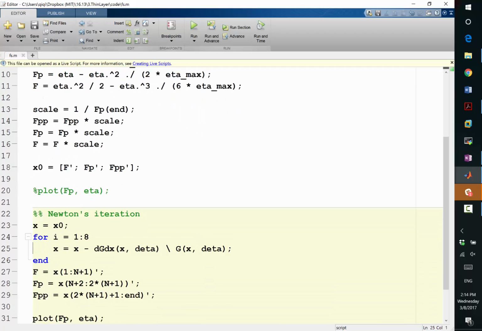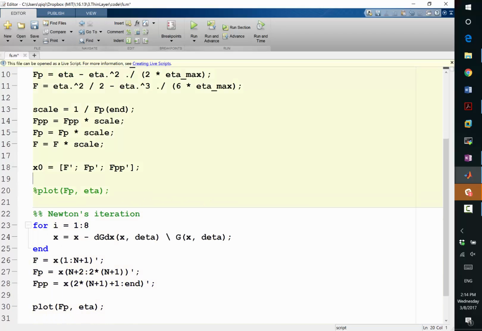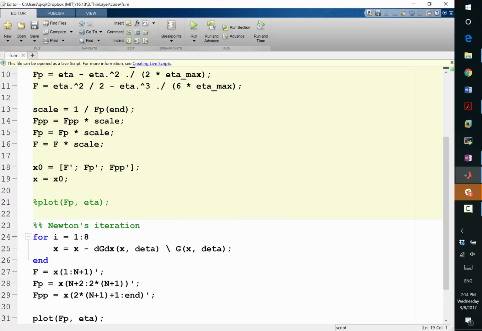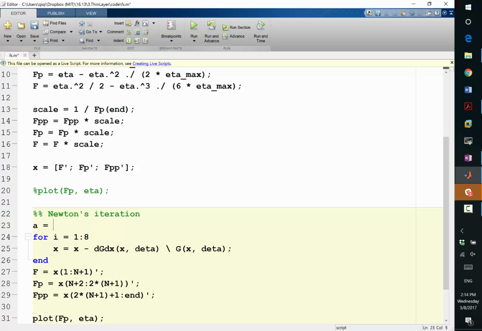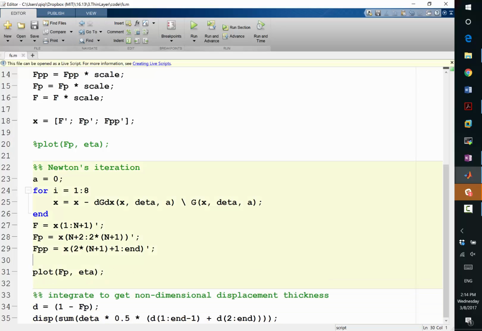And for Newton's iteration, let me just take x equal to x0 here, so it's just the initial condition. Now let's define my A. Let's first make sure A equal to 0, and we are going to get the same solution. So my dg dx depends on A, my g depends on A, but anything else should be the same, right?